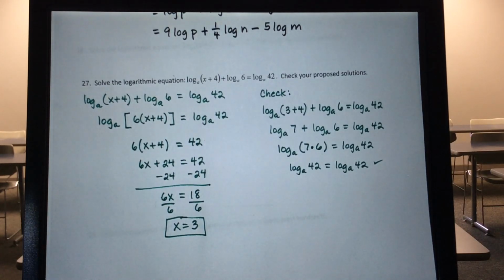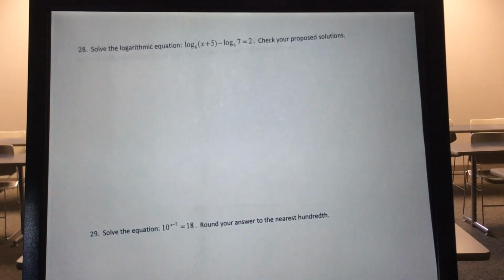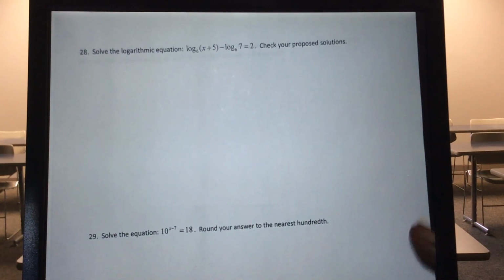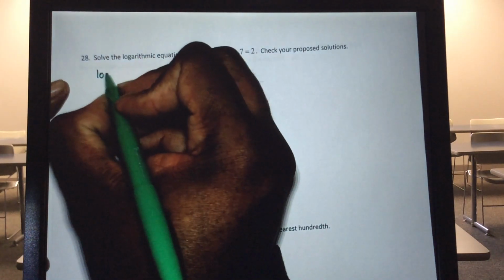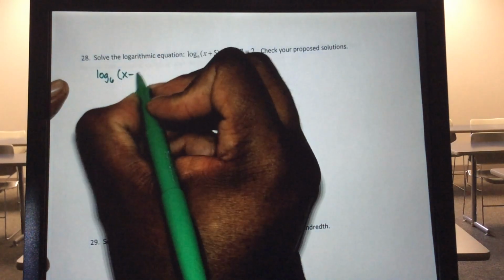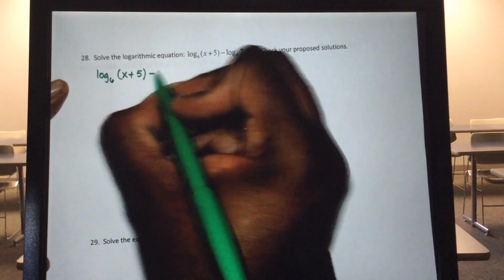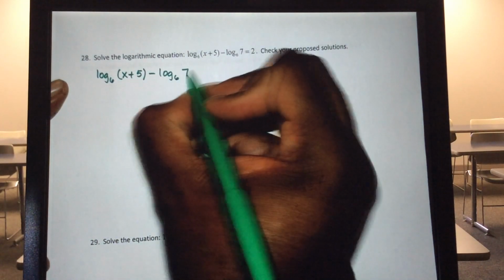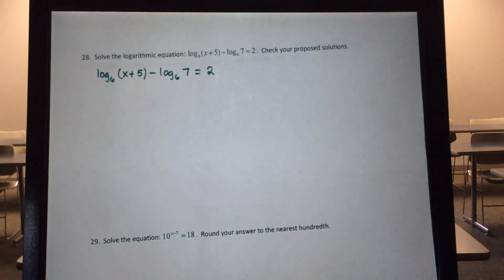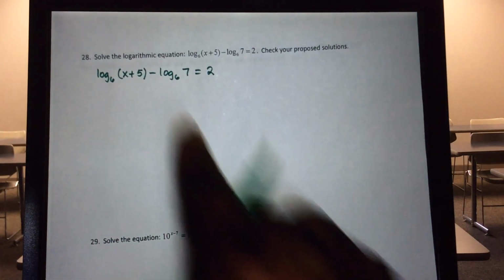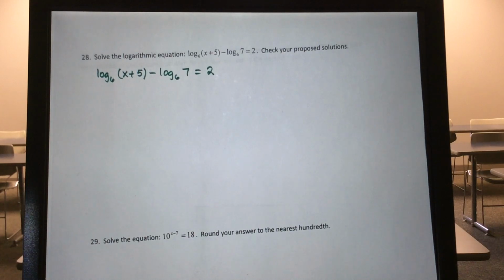All right, number 28. Here we're going to solve the logarithmic equation log to the base 6 of the quantity x plus 5 minus log to the base 6 of 7 equaling to 2. Now notice only the logarithm is on one side. Okay, it's not on the right side, so we have to use the definition of a logarithm by converting it into its equivalent exponential form.